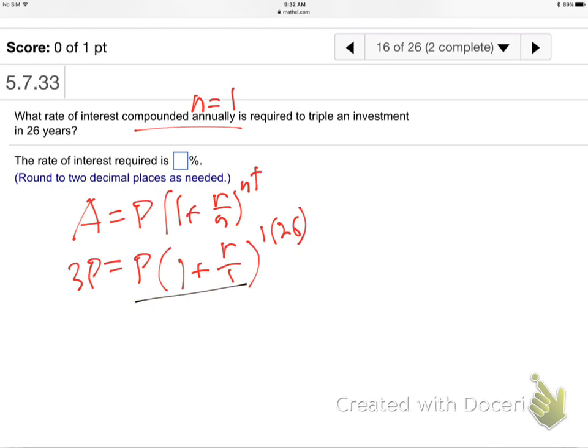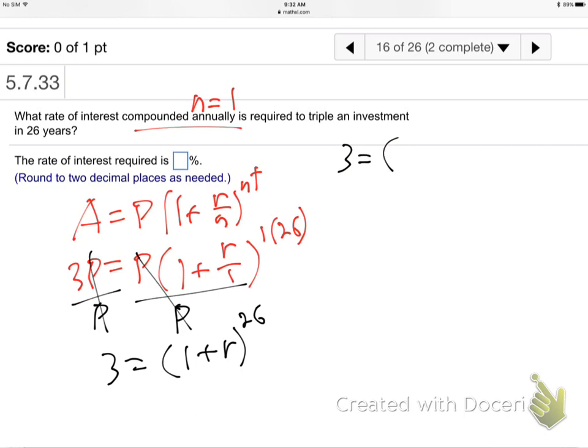So then, yeah, divide off that P right away. Boom, boom. So 3 is (1 + r/1), which is just r, to the 26. So everybody good to there? So just raise both sides to the 1/26 power, or the 26th root, same thing, whichever way. Because it's just a number in the power.